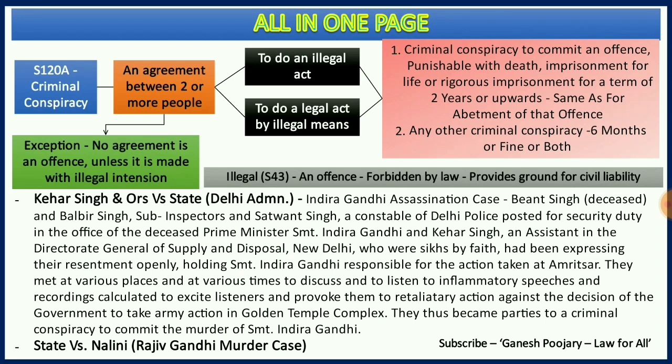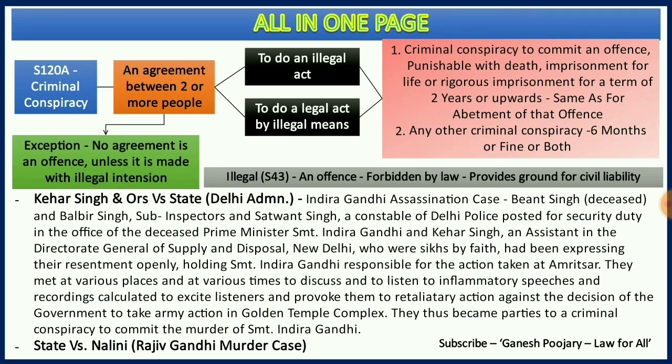There is one important exception which is available under section 120A, which is what I have given in the green box, which says no agreement is an offense unless it is made with illegal intention. Now the presence of illegal intention in the agreements which are made between two or more people is very important, essential, because there are so many agreements that happen. None of them can be considered as criminal conspiracy unless and until it has an illegal intention. That is the most important essential that we need to remember.